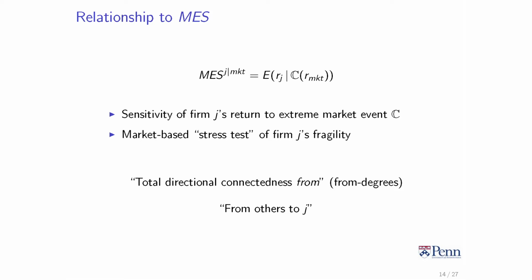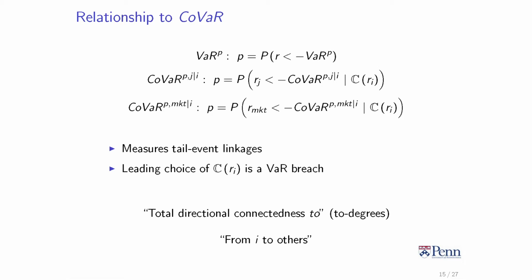The other is what's called CoVaR, co-value at risk. It's a multivariate extension of value at risk, which is doing a different conditioning. It's conditioning on a firm event, like firm i collapses, has a bad event. What happens to the whole rest of the market? It's going the other way around. So if Citigroup were to collapse tomorrow, what's likely to happen to everybody else? It's going in the other direction. Well, that's of course our total directional connectedness to, from Citigroup to everybody else.